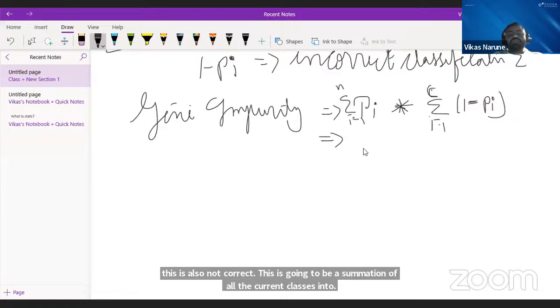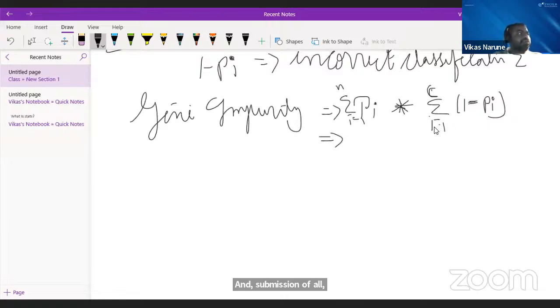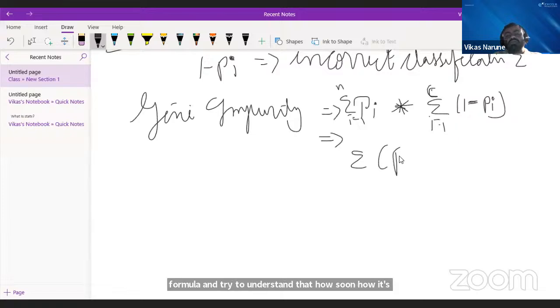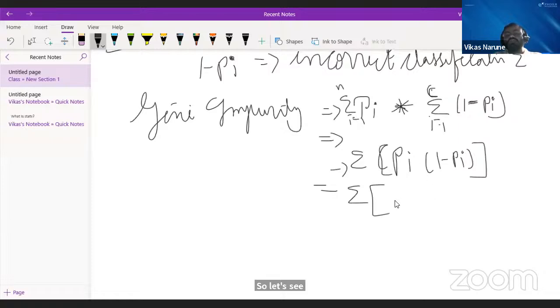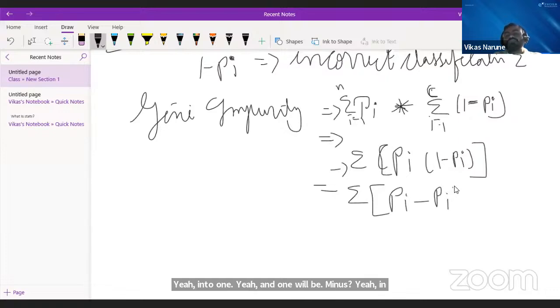Okay, so let's try to evaluate this formula and understand how it's going to look. If I take the summation sign outside, then what will happen? Pi into 1 minus pi, pi into 1 minus pi. This is what it is going to look like, right? So let's evaluate this one. Pi into 1 will be pi, minus pi into pi, which is pi square. The summation sign as of now I am keeping aside, guys.